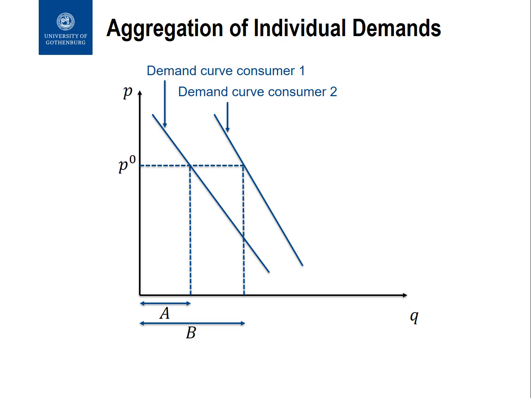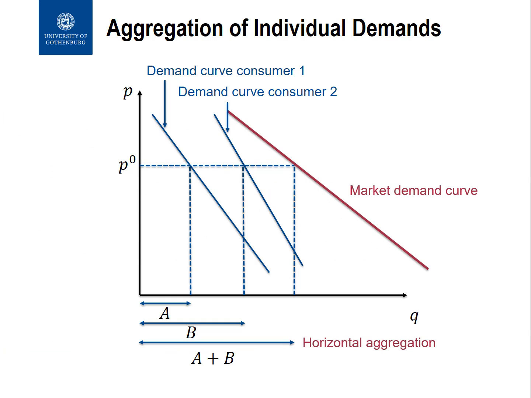For the given price P0, consumer 1 demands the quantity A of the good, and consumer 2 demands the quantity B of the good. So, together with price P0, the two consumers demand A plus B of the good. We can add up these demand curves for all prices to finally obtain the market demand curve. Note that the aggregation is done horizontally, since we have to add up quantities to determine the final demand of all consumers.